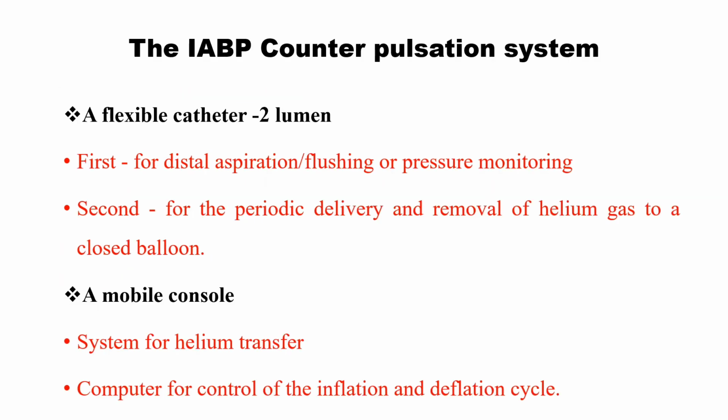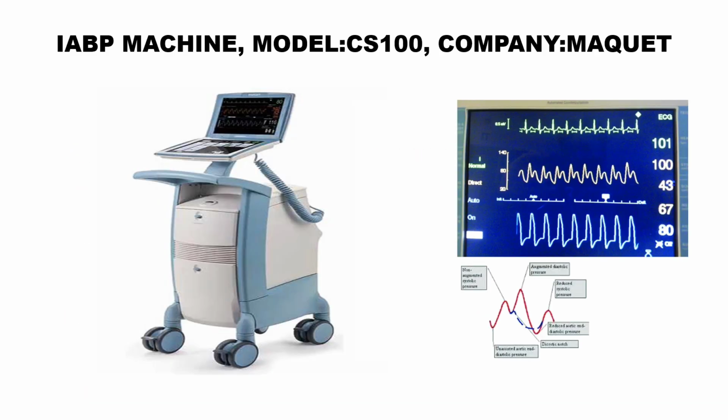Next, we'll see the IABP counterpulsation system. Here there are two principal parts: one is the flexible two-lumen catheter and the other is the mobile console. The first lumen is for distal aspiration, flushing or pressure monitoring, and the second lumen is for the delivery and removal of helium gas to the closed balloon. The mobile console has the system for helium transfer and the computer which is used for controlling the inflation and deflation cycle. These are the two principal parts of the counterpulsation system. So this is the IABP machine.